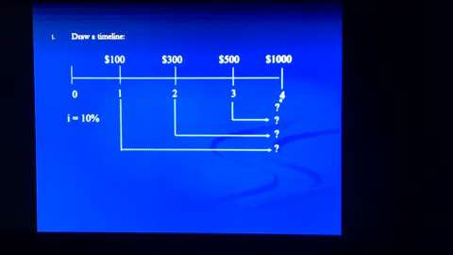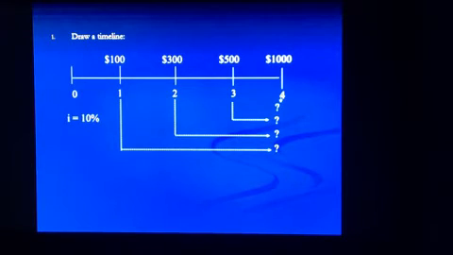This is the timeline and we are supposed to calculate the future value at the 4th period. So we will calculate separately. For the first payment, this cash flow is available at the end of the first year. It means we have to calculate its future value for 3 more years. For the 300, we need to calculate its future value for 2 more years.